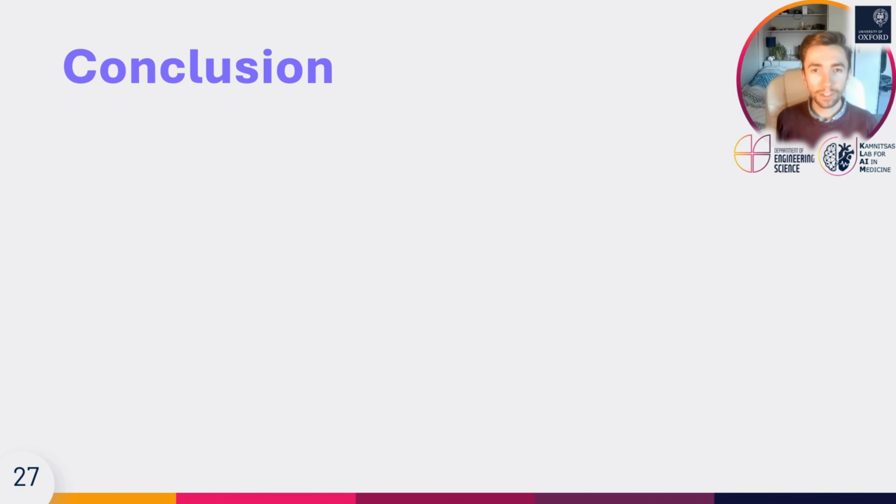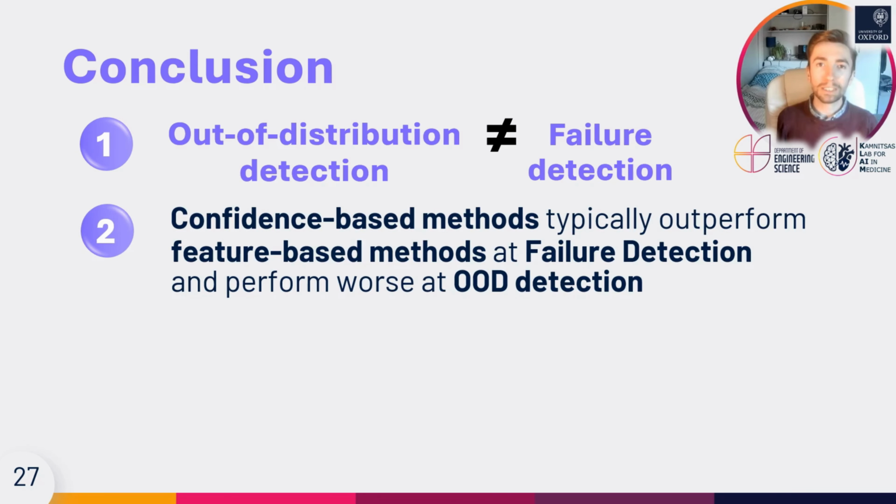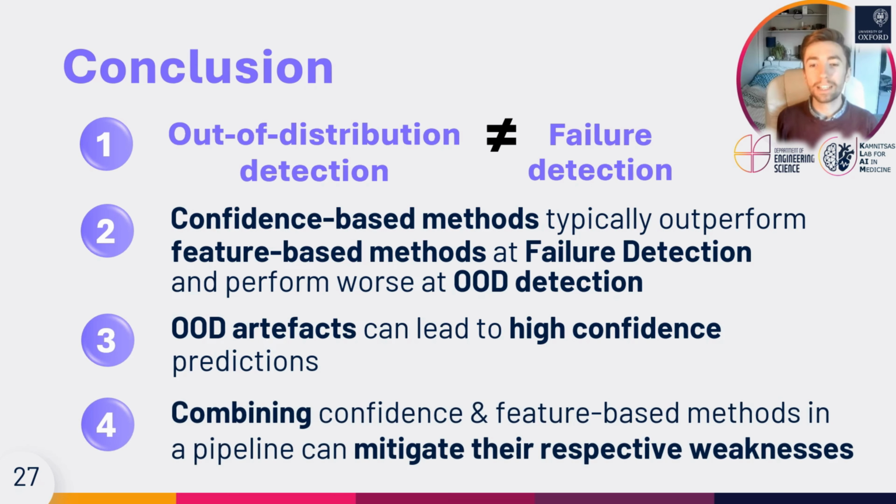So, in conclusion, we saw that out-of-distribution detection is not the same as failure detection. We saw that confidence-based methods outperform feature-based methods at failure detection, whereas they perform worse at OOD detection. We saw that OOD artifacts can lead to high confidence predictions. And finally, we saw that combining a confidence and a feature-based method into a pipeline can mitigate against their respective weaknesses.